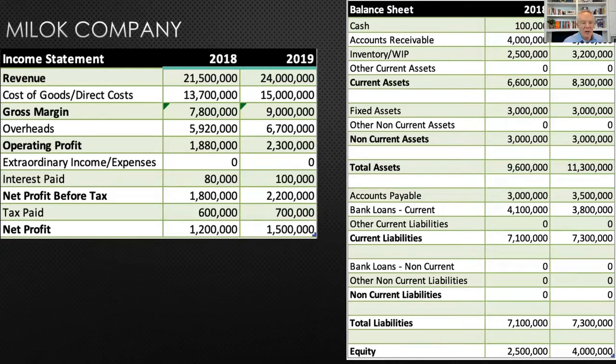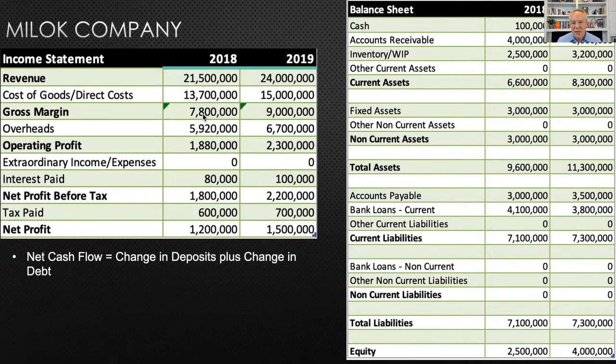So let's take a look at their financial statements. And you can see on the left that their revenues are growing. They went from 21.5 to 24.5. You can see their gross margins went from 7,800 to 9,000. All good news. Their net profit before tax is up, as well as their bottom line profitability, which generated $1.5 million in net profits in the year 2019.